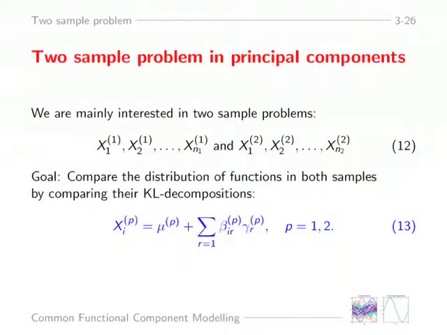Okay. But now we were mainly interested in two-sample problems. This was just a theory for one sample: how far is gamma r from gamma hat r, how far is lambda r from lambda hat r, and when can you neglect this additional error. Now in a two-sample problem, you want to see whether the different components are identical or not. So you have two samples, x1 and x2, and you compare the decompositions. We want to test whether the means and the gammas are the same.